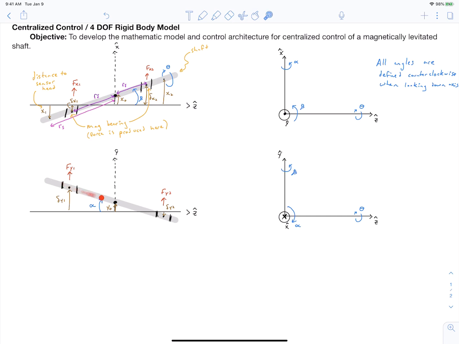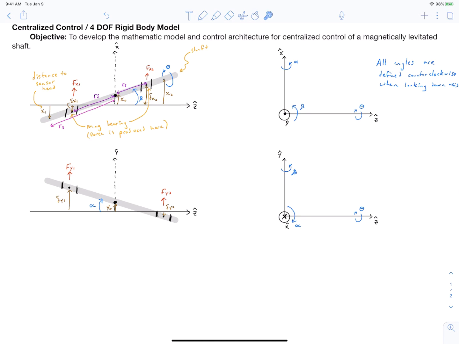And now we've again drawn our shaft over here. So y-hat is pointing up, z-hat is going off to the side, and you can see this shaft is again deflected in the net direction by y0, and it's been rotated by alpha radians. Okay, so this is just depicting the situation that we're going to be studying in this video.